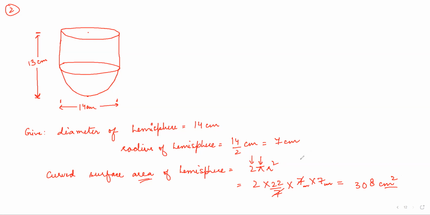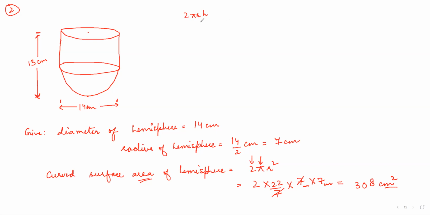Okay. Now let us come to the cylinder. Now for the cylinder, what is the formula for curved surface area? Who will tell me? 2 pi r h. Right? Surface area of cylinder. Harsha.